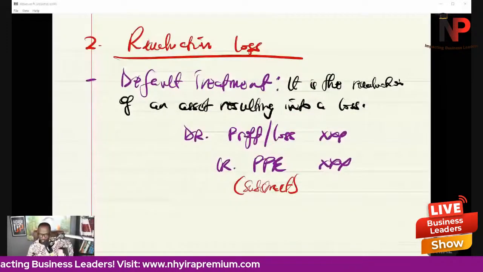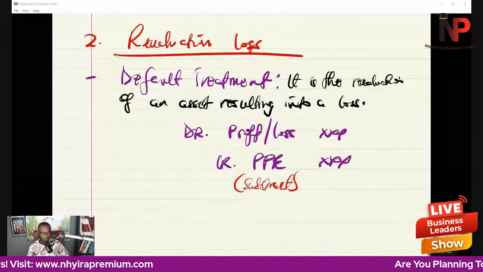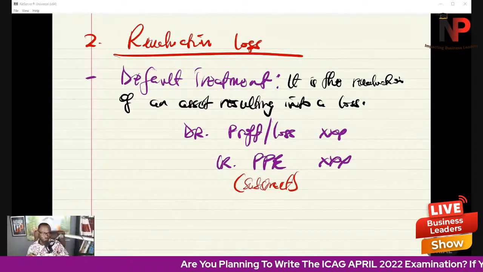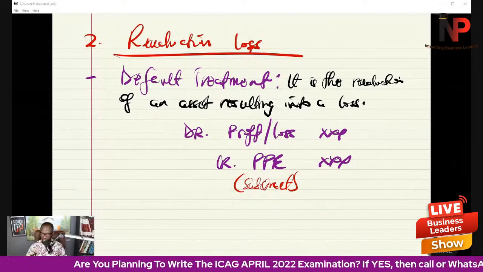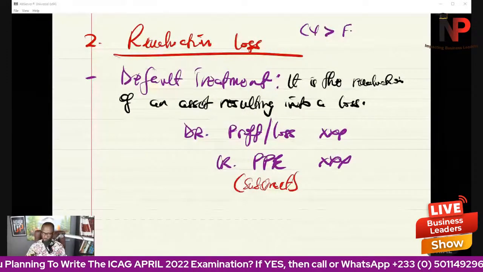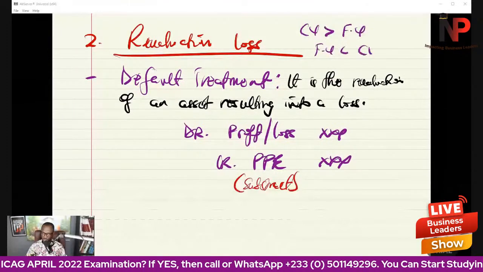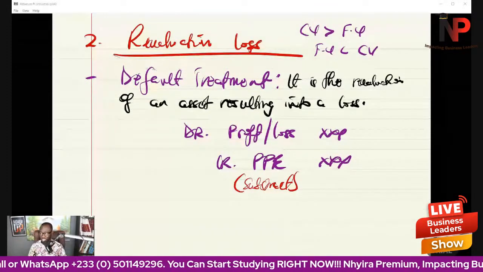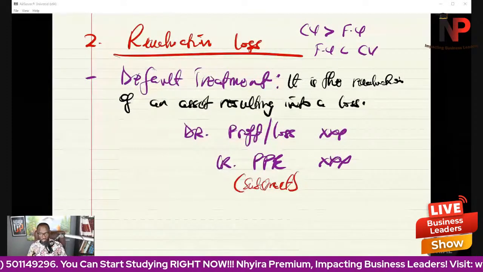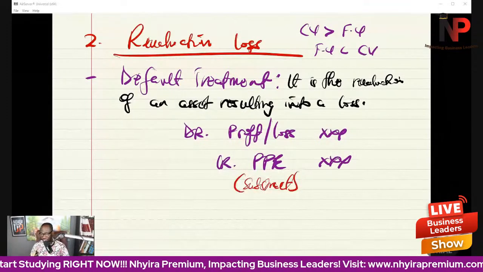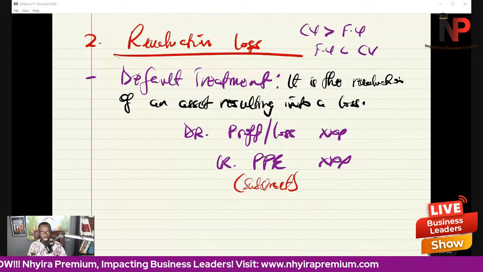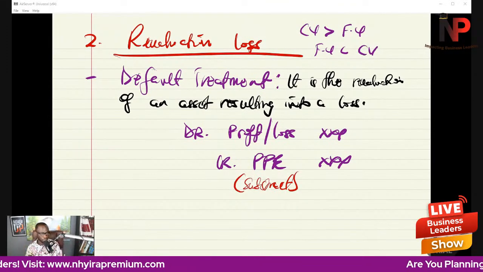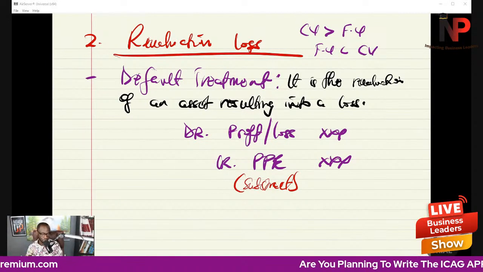Then let's look at the final part of the revaluation loss. Remember, I said revaluation loss also. This is where your carrying value is greater than the fair value, or your fair value is less than your carrying value. It's the same thing. So you are carrying the asset higher than the amount at which the asset can be sold in the marketplace. So what do we do? We debit P&L and credit PPE. Very simple, straight to the point.